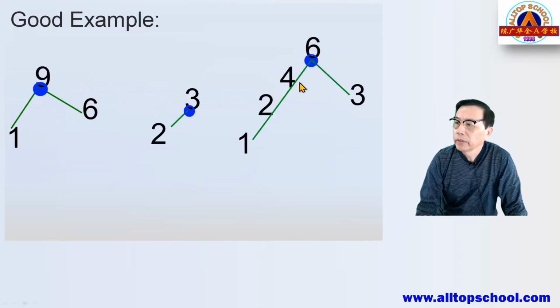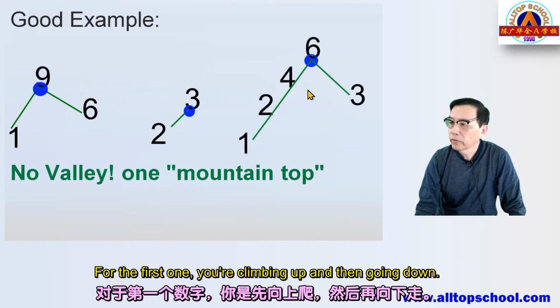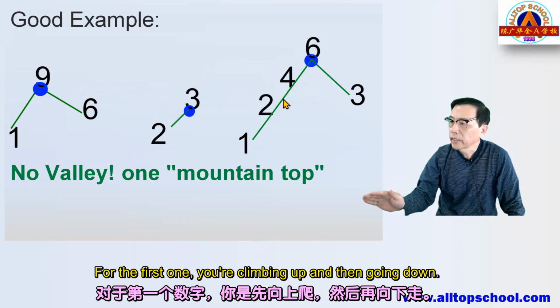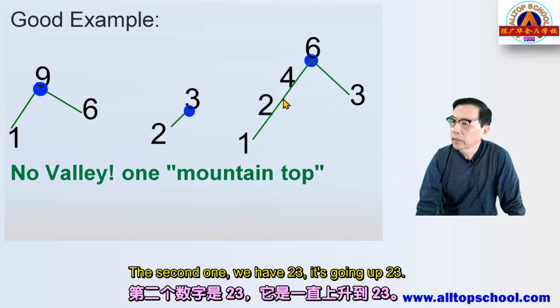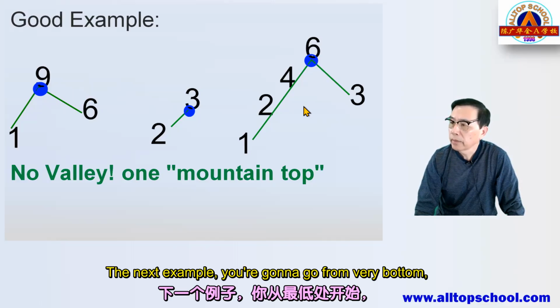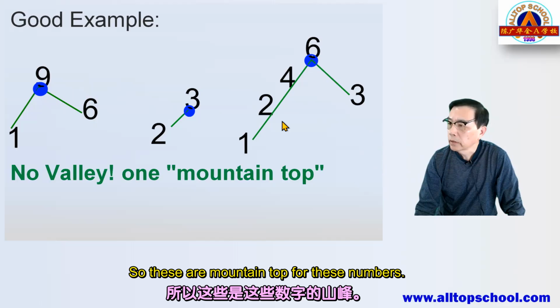Look at the good examples. The first one, we have the mountain top. We had 9 for the first one, you're climbing up and then going down. The second one, we have 2, 3. You're going up 2, 3, and then just going to the top. The next example, you go from the very bottom to the top at 6, and then going down to 3. So these are mountain tops for these numbers.